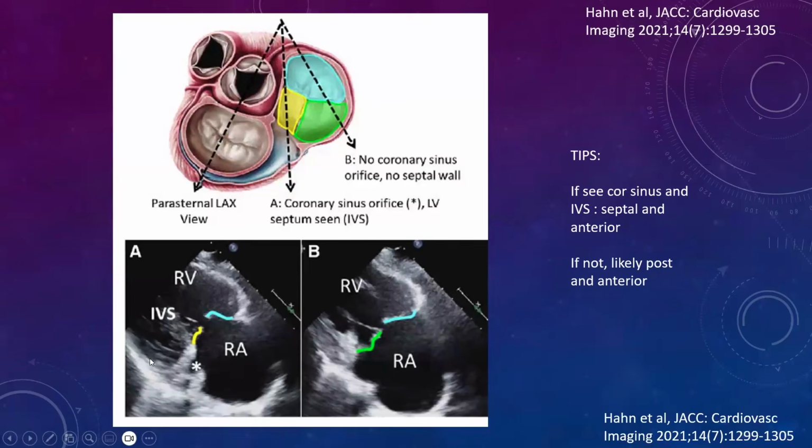But then when you start to tilt towards the coronary sinus and the septum, then you'll start to see the septal leaflet.